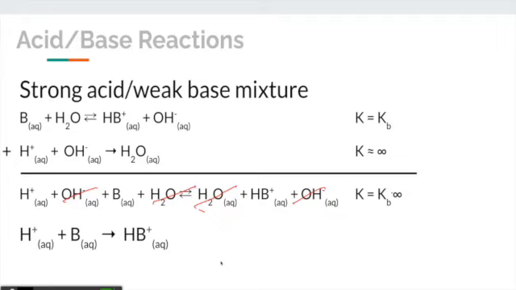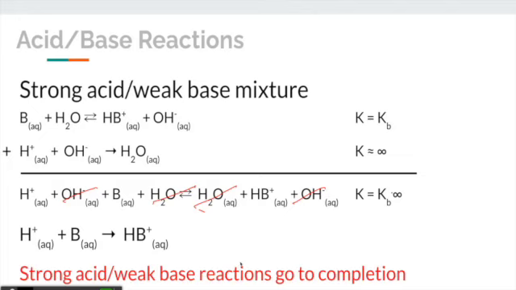It's a one-way reaction. The H+ from the strong acid is just adding to the weak base, neutralizing the weak base, and making its conjugate acid. So strong acid weak base reactions go to completion as well.